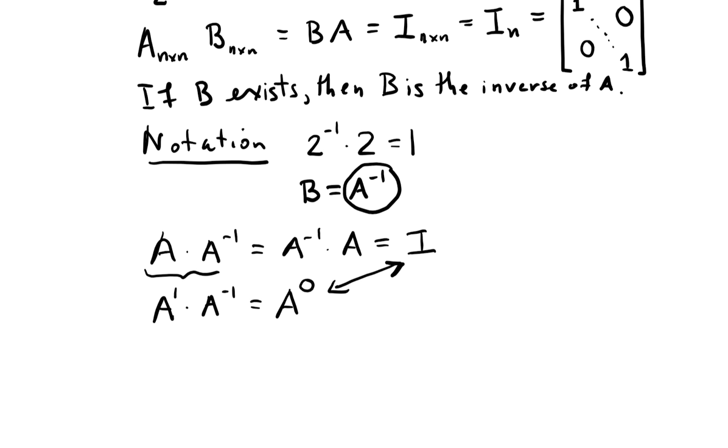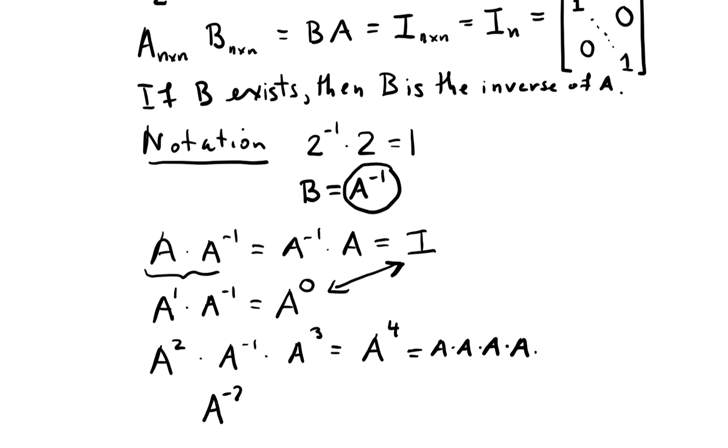So this way, we can write something like A to the 2 times A to the minus 1 times, I don't know, A to the 3 equals, if I add the exponents, A to the 4, okay? Which is the same as A multiplied 4 times by itself. We'll also give meanings, but we're not ready yet, to something like A to the minus 2, okay? So we don't know what that is right now.